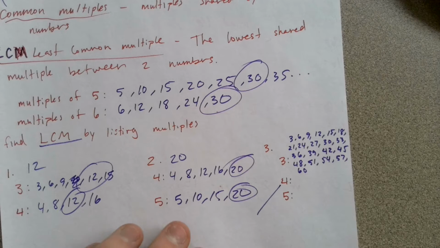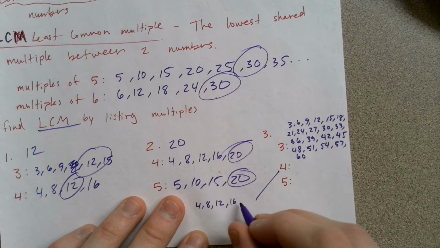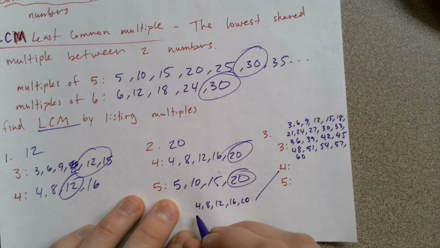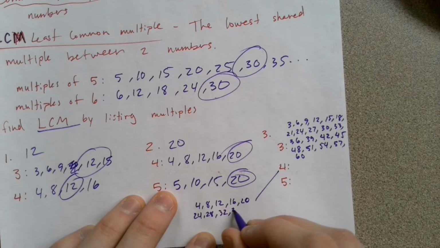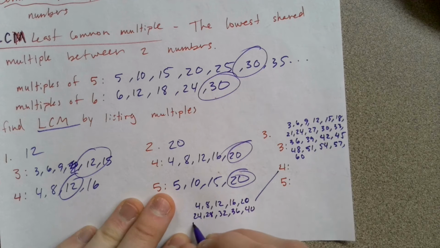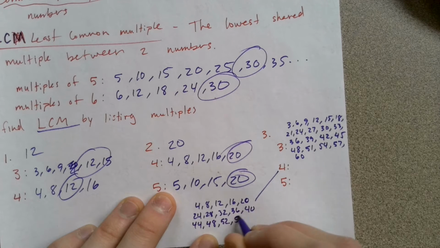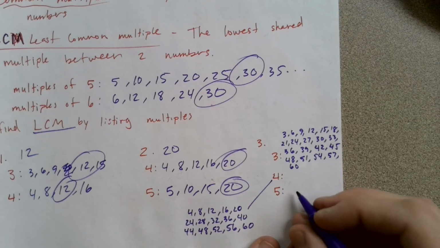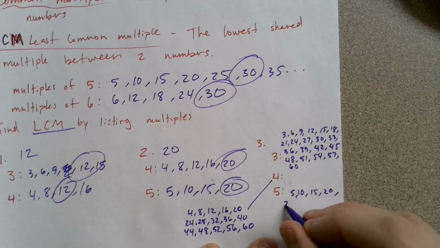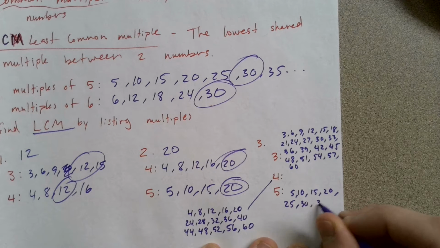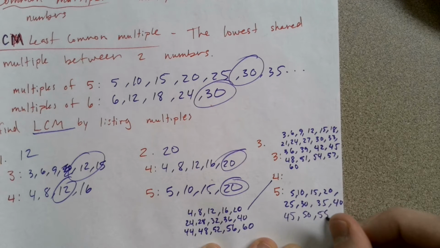I'm going to do my 4s over here, actually, so I have a little bit more room. 4, 8, 12, 16, 20, 24, 28, 32, 36, 40, 44, 48, 52, 56, 60. All right, and 5s, 5, 10, 15, 20, 25, 30, 35, 40, 45, 50, 55, 60.